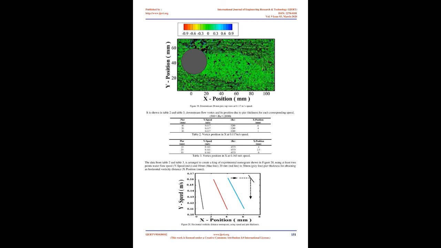The data from Table 2 and Table 3 is arranged to create a kind of experimental nomogram shown in Figure 20, using at least 2 points of water flow speed, Y speed in m/s, and 10 mm, blue line, 20 mm, red line, to 30 mm, gray line, pier thickness, for obtaining the horizontal vorticity distance, X position, in mm.